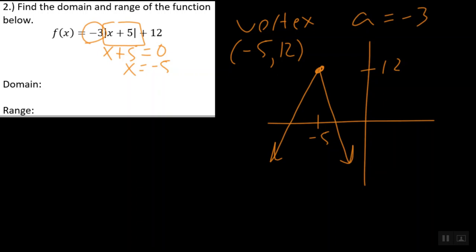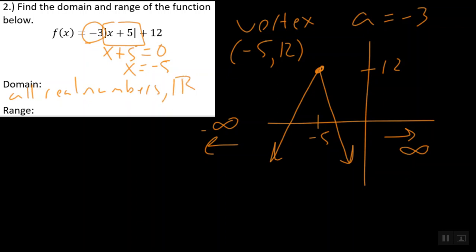Okay, and now that we see the graph is pretty simple. What is the domain? Well, it extends to the left to negative infinity. It extends to the right to positive infinity. So our domain is all real numbers. And remember, you can also write that using the all real number symbol, or you could even say it is from negative infinity to positive infinity. All three of those will work.